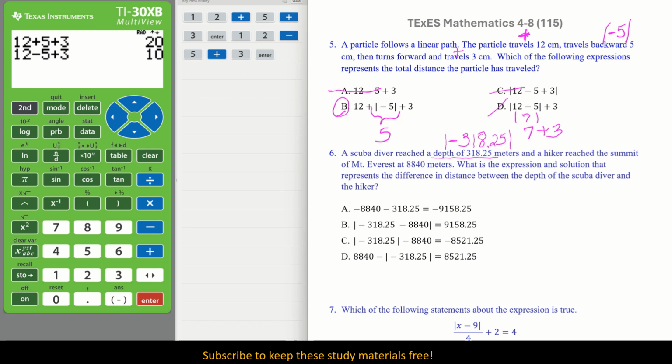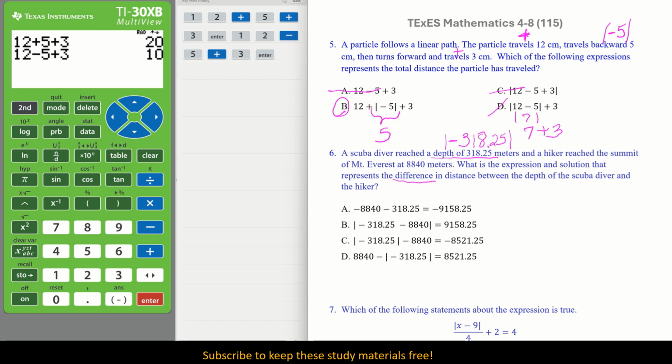However, what are we really talking about here? And a hiker reaches a summit of Mount Everest at 8,840 meters. Okay, that's a plus. He's going up, whereas the diver goes down. What is the expression in solution that represents the difference in distance between the depth of the scuba diver and the hiker? Represents the difference in distance.